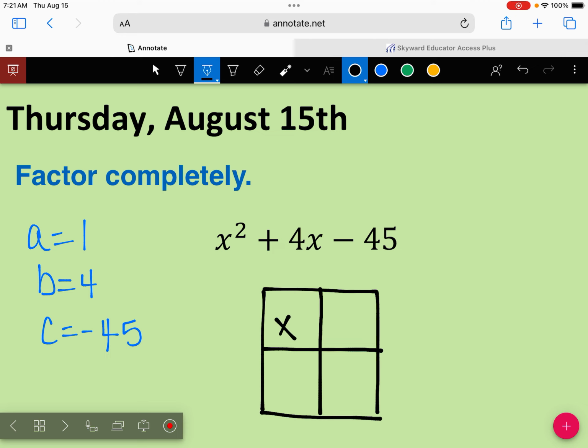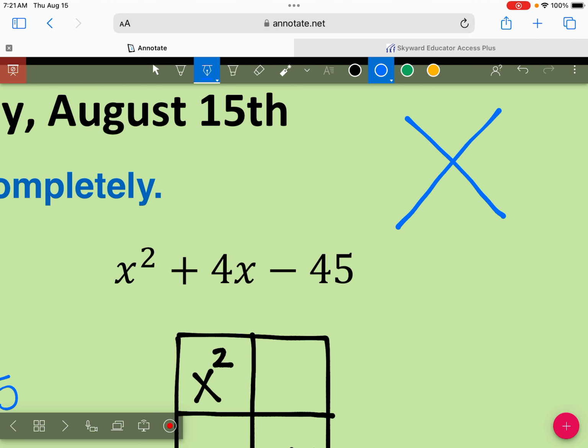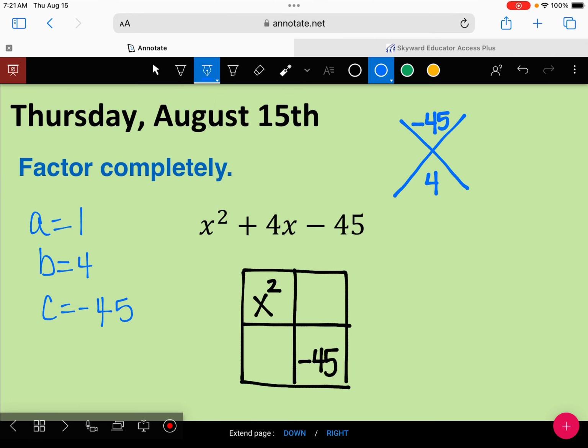So x squared goes here. And then C always goes at a diagonal. Okay. And then we need to find our two numbers. Two numbers that multiply to give you A times C, which is negative 45, and add to 4.